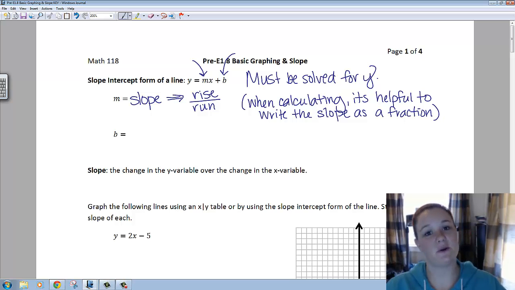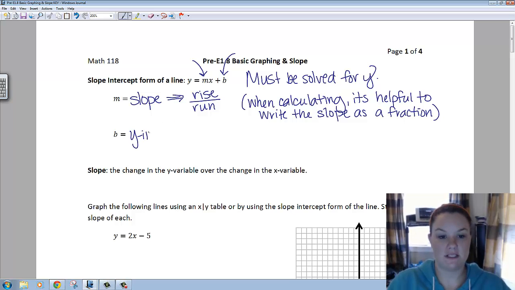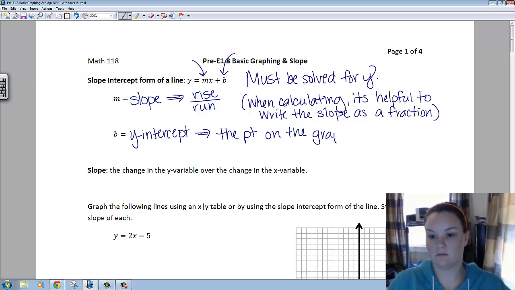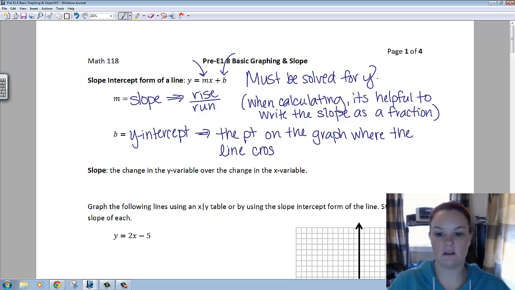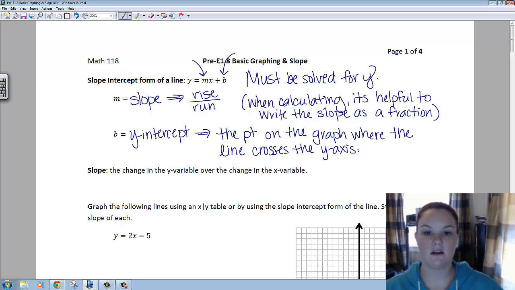Okay, the other thing we said we were interested in is our constant term, which is our b. Okay, what b represents is our y-intercept. And for anybody who might have forgot, our y-intercept, this is the point on the graph where, not when, where the line crosses the y-axis.